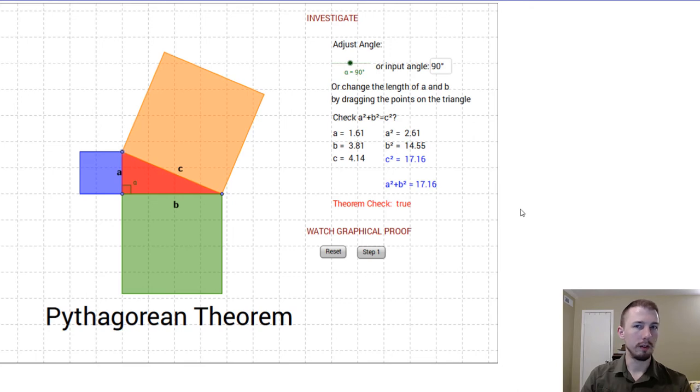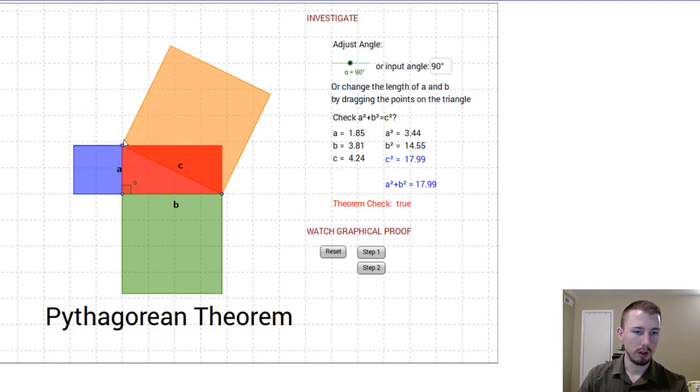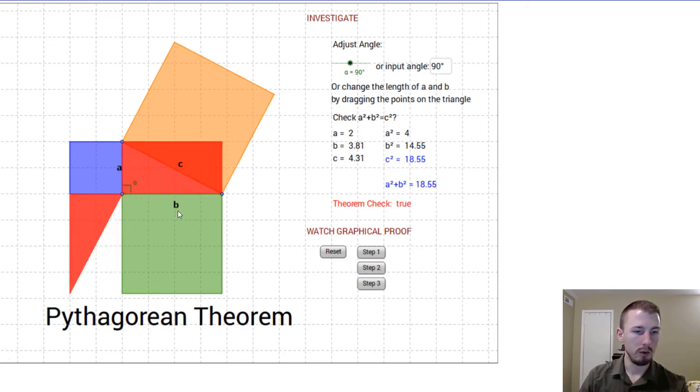There are lots of different proofs for this one, visual proofs. I guess we can step through this one here. Let me increase this side here so it's a little bit larger. All right, so basically they take this triangle and they move it to the other side. And then they move one down here and then one here.